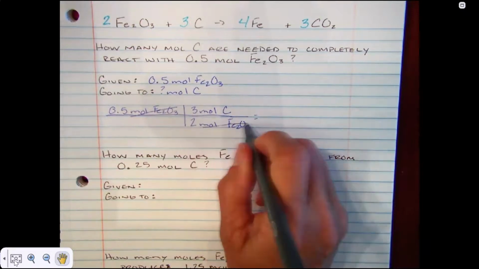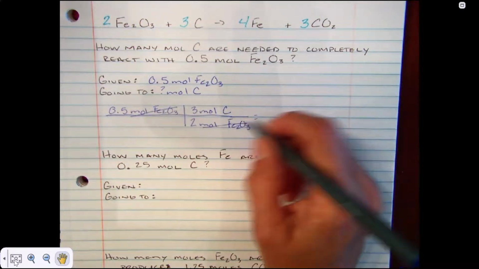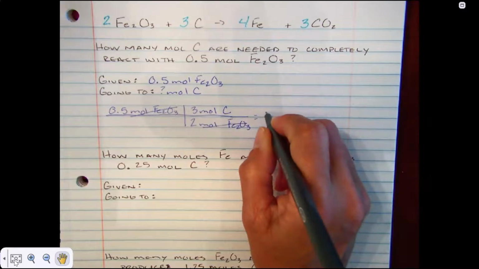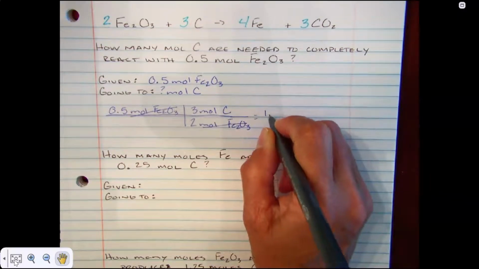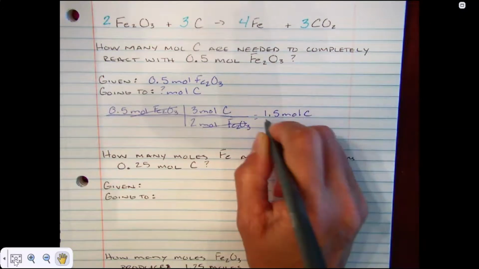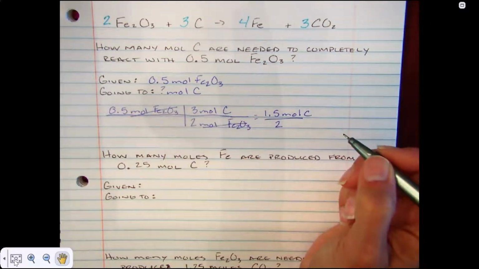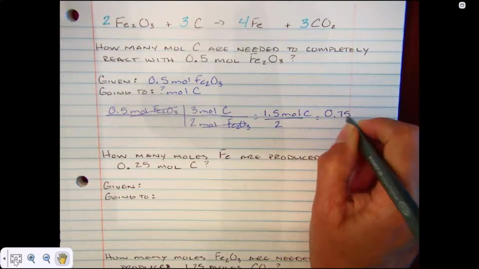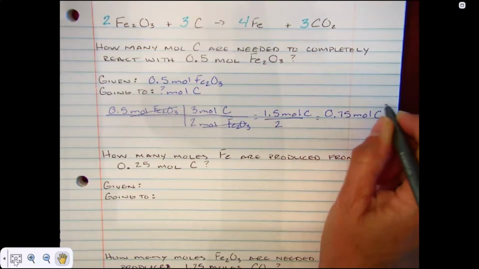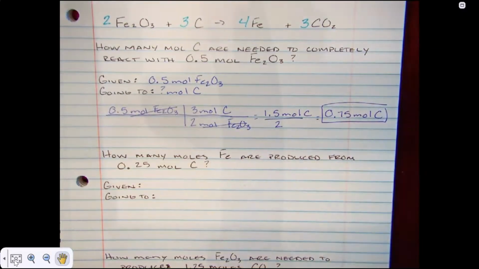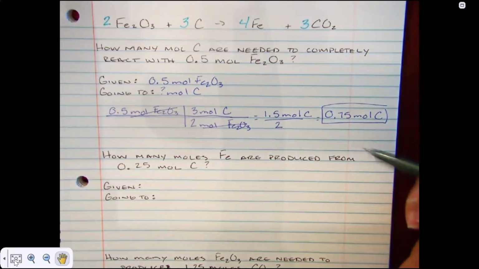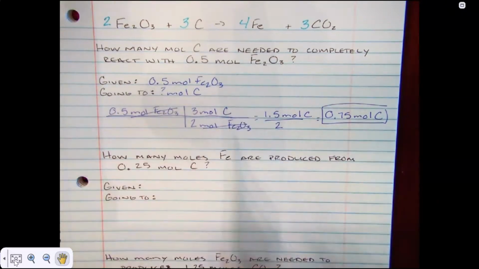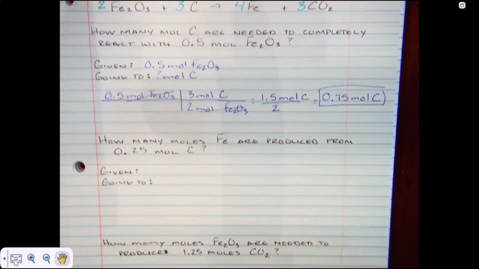Moles of Fe2O3 cancel out. 0.5 times 3 is going to be 1.5 mole of carbon over 2. Continue to do that math, and it leaves us with 0.75 mole carbon. If you're having difficulties with this, you just need to remember to slow down, make sure you have the right thing given, make sure that you're pulling the second section from your balanced equation at the top, and it should all work out for you.